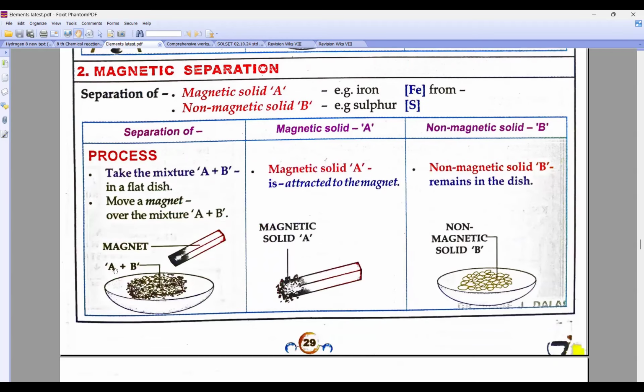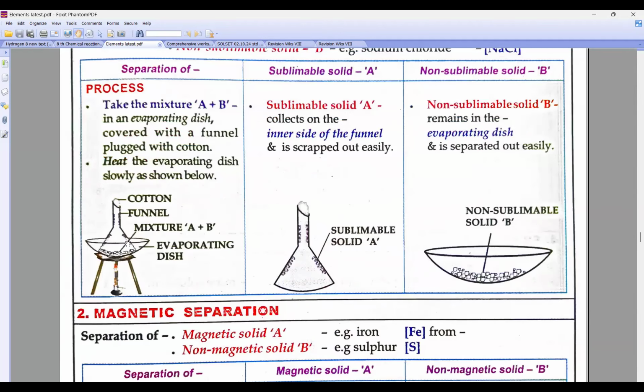Then magnetic separation is very easy. What we are going to do? Suppose this is a mixture of Fe and sulfur. Sulfur is yellow, right? So what will happen? All the Fe will get attracted to the magnet. Can you see? All this will be my Fe. And what will remain in the evaporating dish? Sulfur, non-magnetic. Got it? So I have separated these two or not? Diagram-based questions they can ask here also.